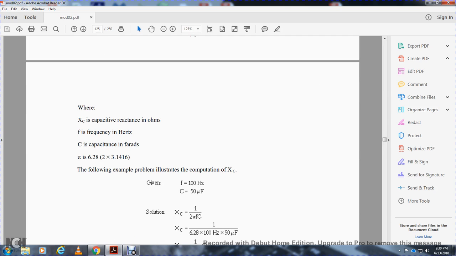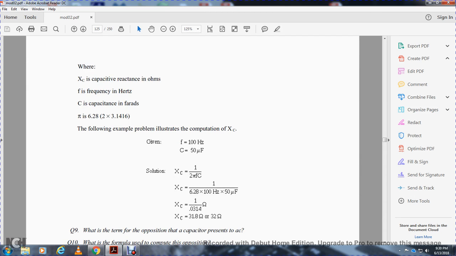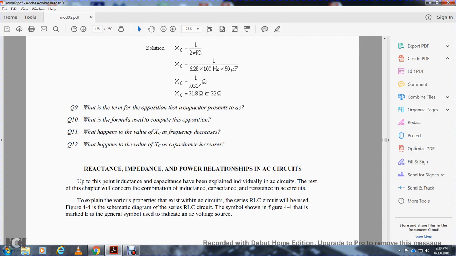For example, find the capacitive reactance with a frequency of 100 hertz and a capacity of 500 microfarads. XC equals 1 over 0.314, or about 3.18 ohms.